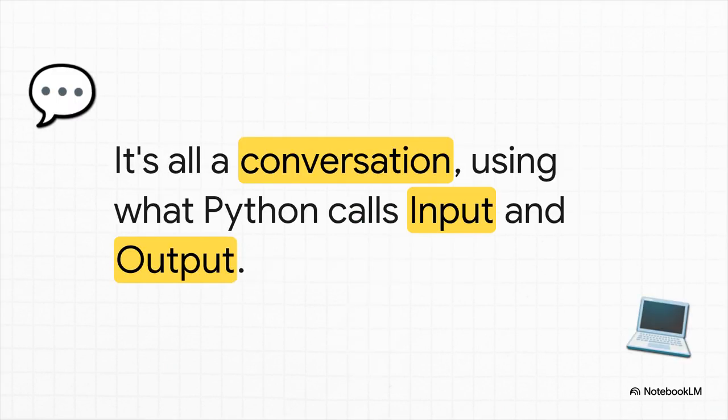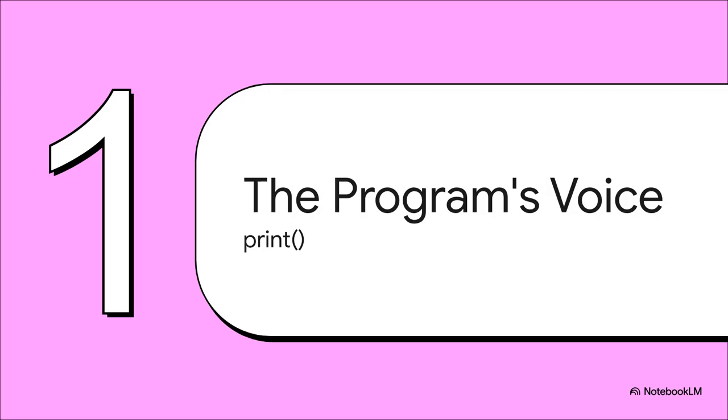Well, the answer is actually really simple. You just have to think of it like a conversation. The program outputs information to you, and it takes input from you. And in Python, these two sides of the chat are handled by a couple of core functions that we are about to master. So, let's start with the first half. How does the program talk? What's its voice? In the world of Python, that voice is the print function.